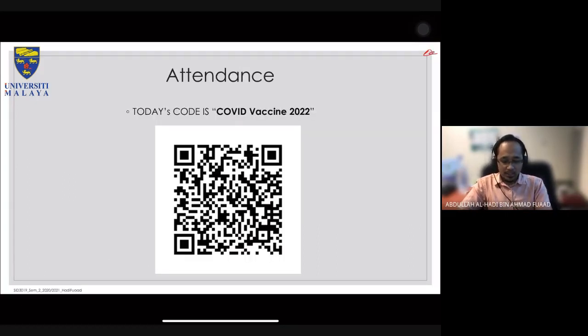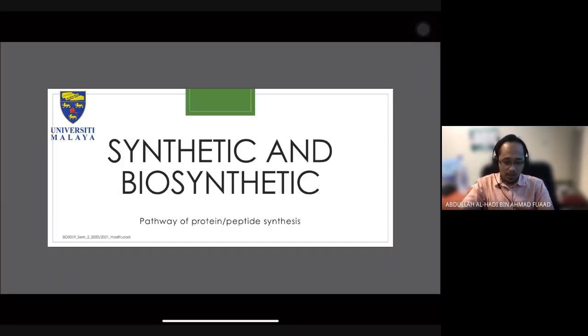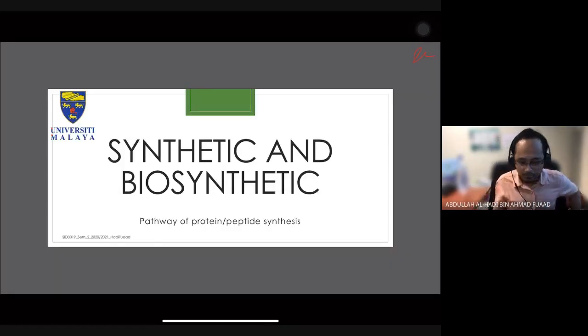Today's attendance is COVID vaccine 2022. Okay, just scan this quickly. Otherwise, by the end of this lecture, there's another QR code where you can scan for your attendance. All right, so let's move on to our lecture for today.